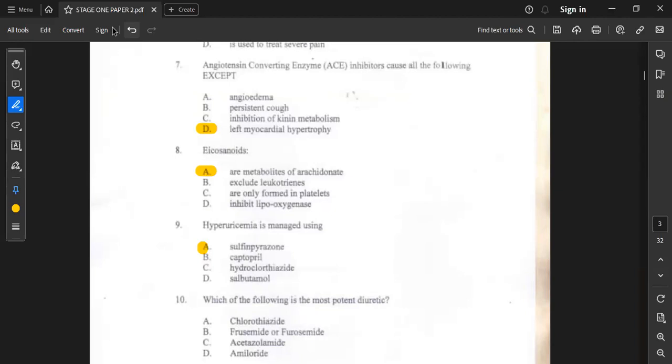Can I also add that remember the gold standard test for gout is the synovial fluid test, where they take the synovial fluid and look for the uric acid crystals in it.